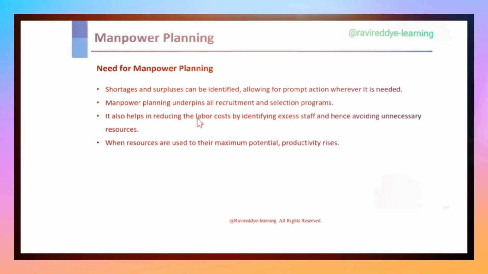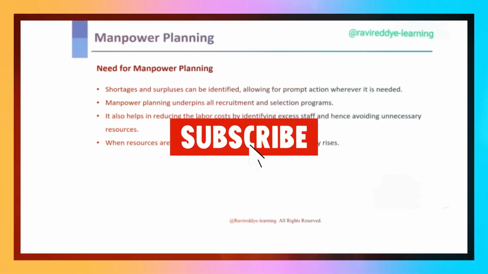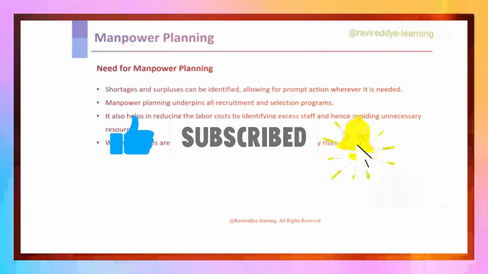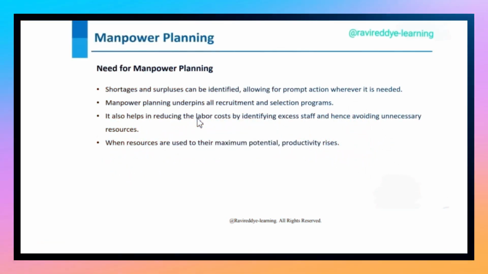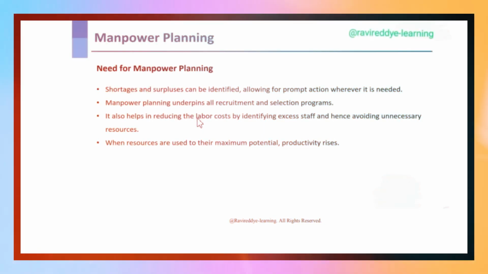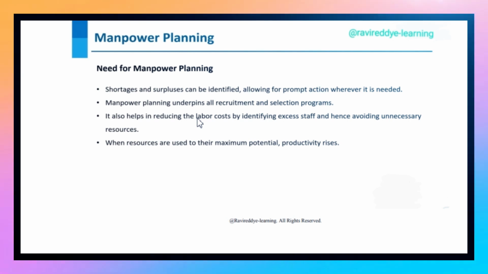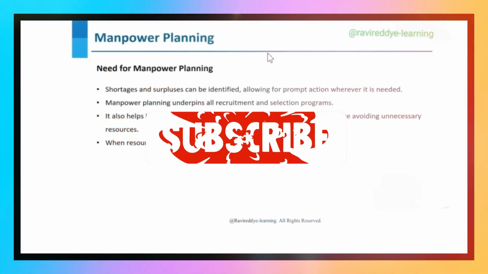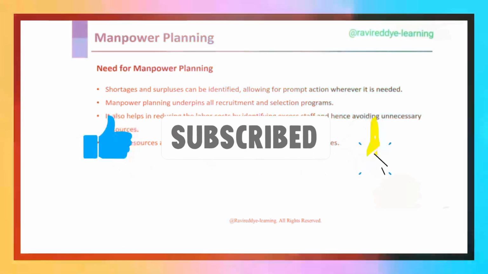It also helps in reducing labor cost by identifying excess staff and hence avoiding unnecessary resources. If you are doing the manpower planning, you will always figure out whether you have an excess of staff or a lack of staff. If we have an excess of staff, then we need to make a strategy to utilize those people at the right place, doing the right things. And if we have a lack of staff, then we plan for recruitment and selection. That basically summarizes the entire process of manpower planning.